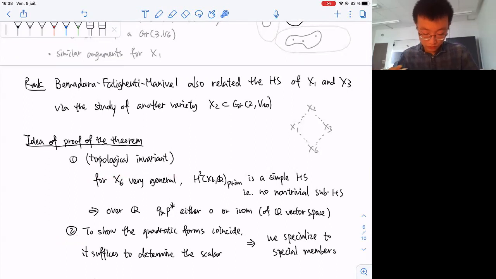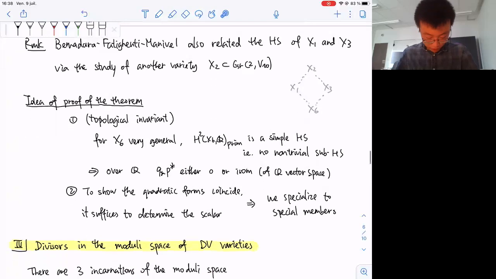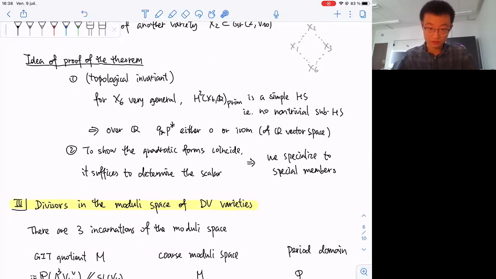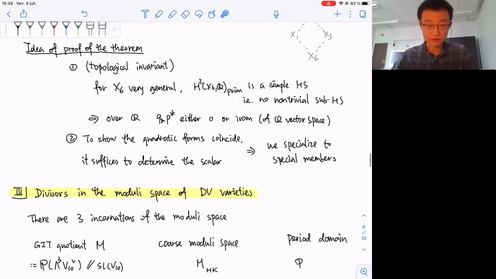Once we know that this is an isomorphism of rational Hodge structures, it will suffice to show that the two quadratic forms actually coincide. So we only need to determine a coefficient. To do this, we go in the other direction: we specialize to special members where there are extra algebraic classes. Then we can do some explicit computation and verify that the scalar is -1, which is what we want. To do this, we studied some divisors in the moduli space of Debarre-Voisin varieties. These are the loci where there are extra algebraic classes, so we can study them.